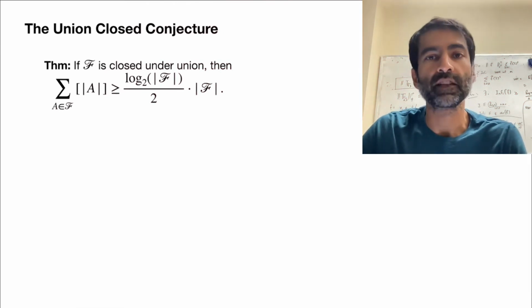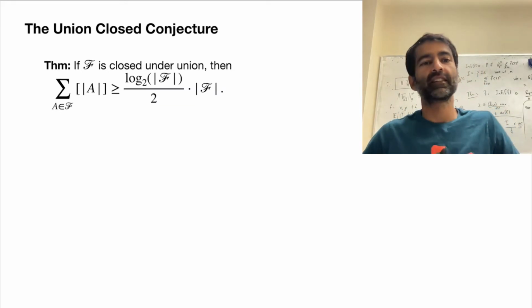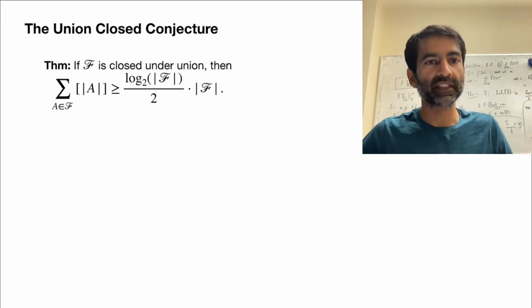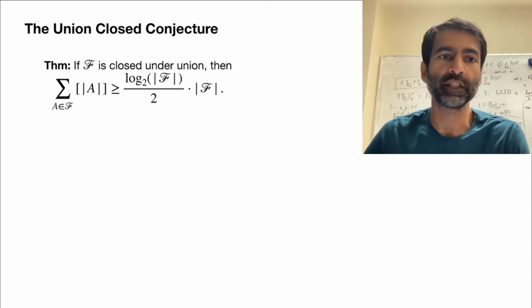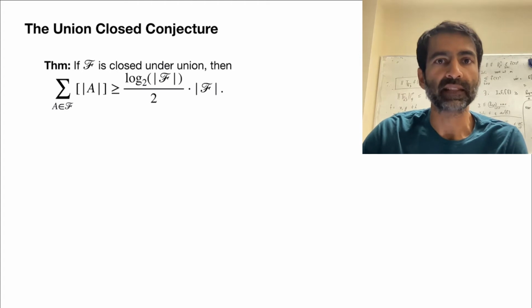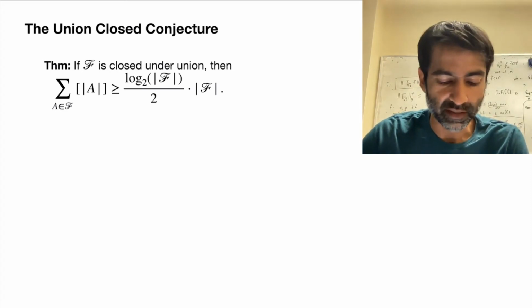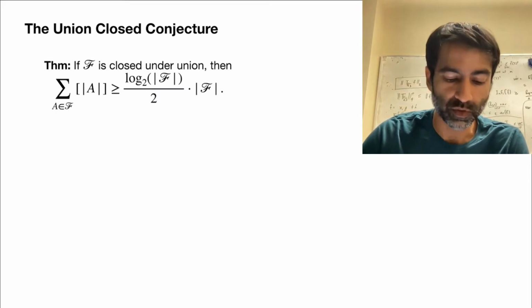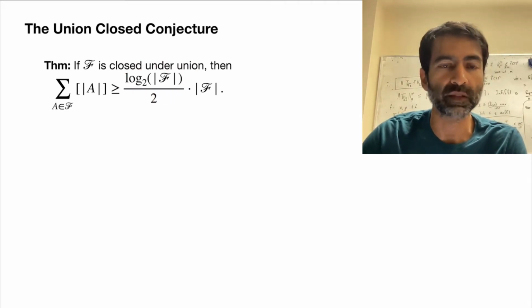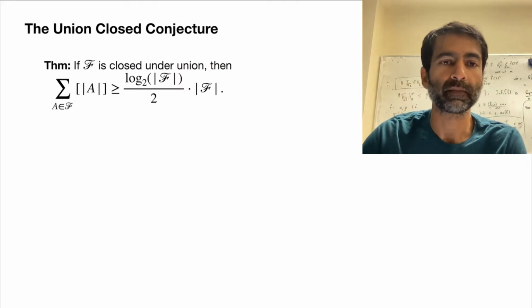The second result that I want to show you involves a lot more effort and many clever ideas. And it's this one. It proves that if F is a family that's closed under union, then the sum of all the sizes of the sets in the family must be greater than or equal to the log base 2 of the number of sets in the family divided by 2 times the number of sets in the family.